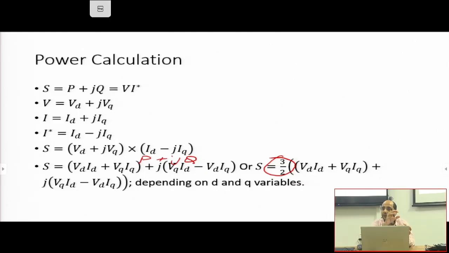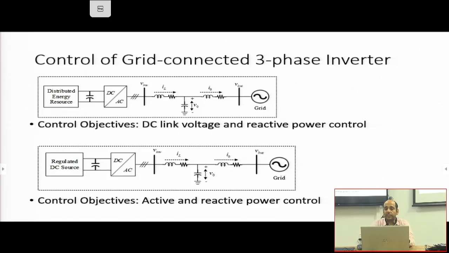That fundamental knowledge of power will be required to control the electrical quantities when you have a distributed generator connected to the grid through an inverter. So you can have configurations like this, a typical very simple configuration. You can have a distributed energy resource.